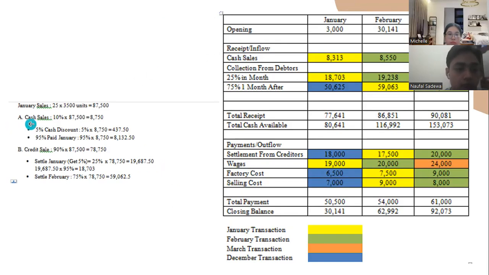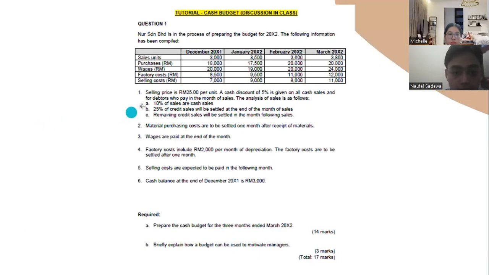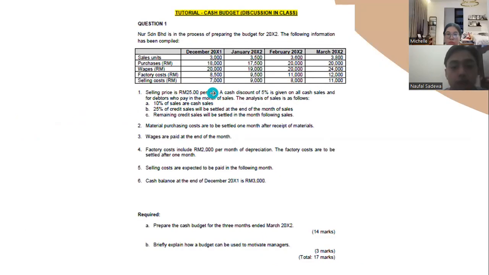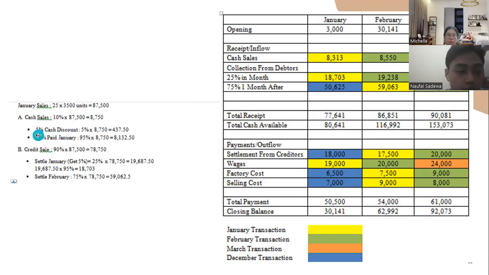After that, we count the cash sales. It's also provided in the question: 10% of sales are cash sales. So we times with 10%, we get this value. And then why we have to do this 5% cash discount is because you can see here the question provided some additional information. A cash discount of 5% is given on all cash sales and for debtors who pay in the month of sale. We times with 5%. So this is a discount, and the remainder we have is 95%, paid in January. So this is the value of cash sales paid in January.